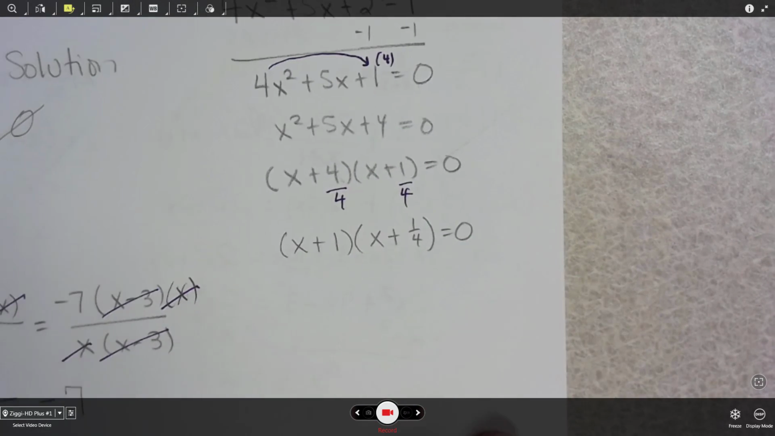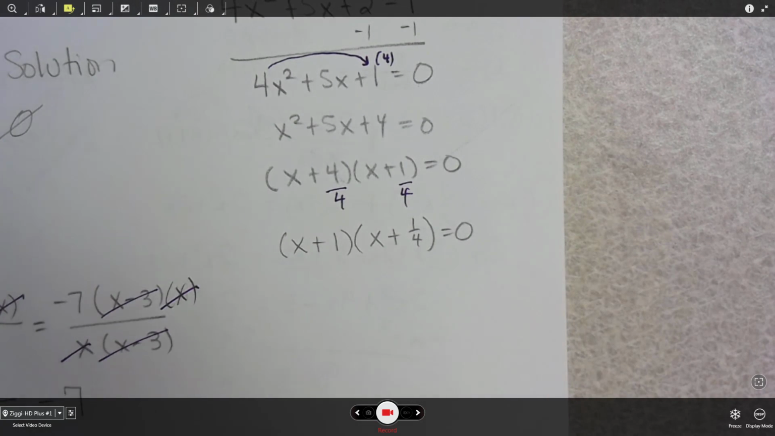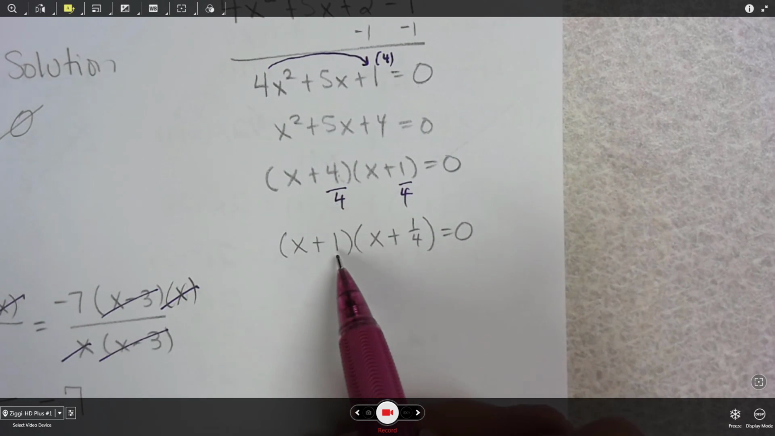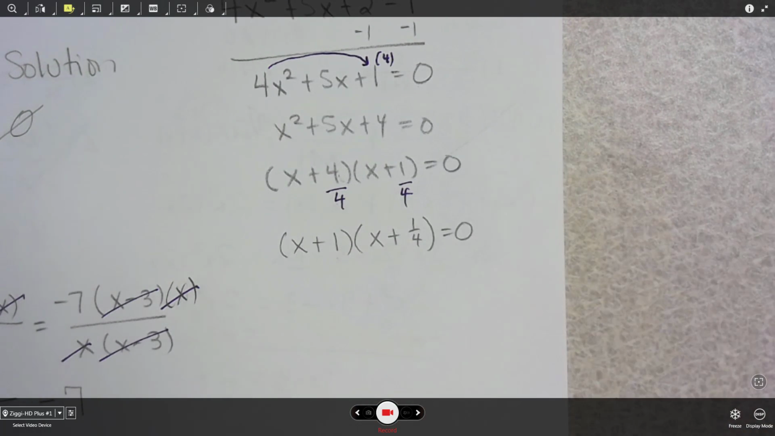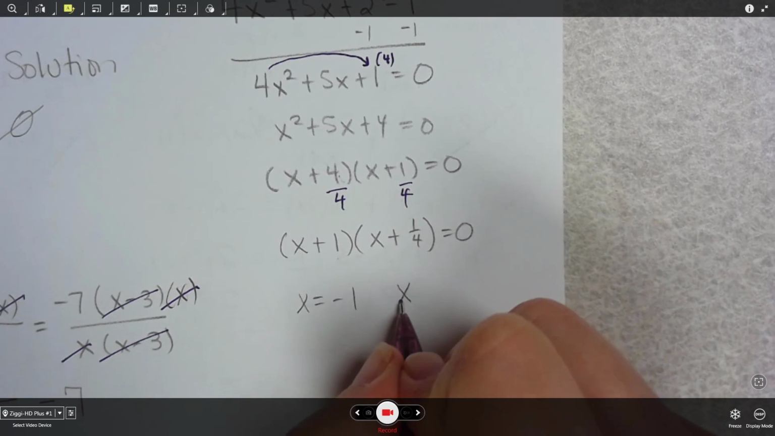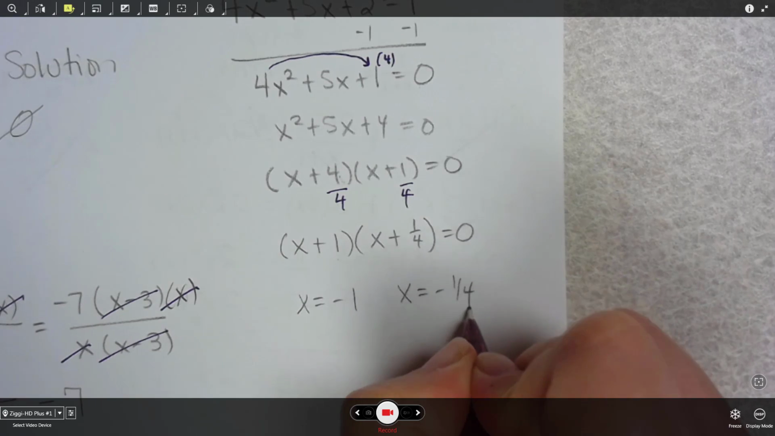Remember, we're solving. We're not looking for factors, we're looking for the x values. So when I simplify 4 over 4, I get 1. 1/4 is as simple as it will get. That gives me an x value of -1 and an x value of -1/4.